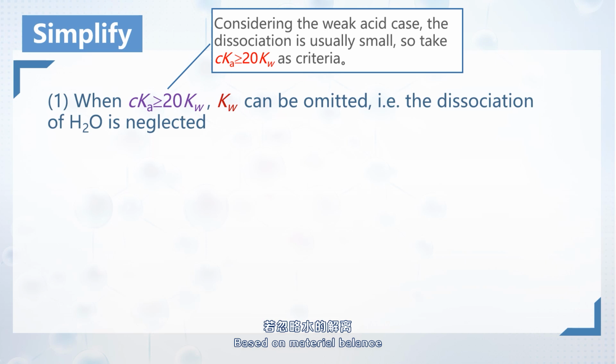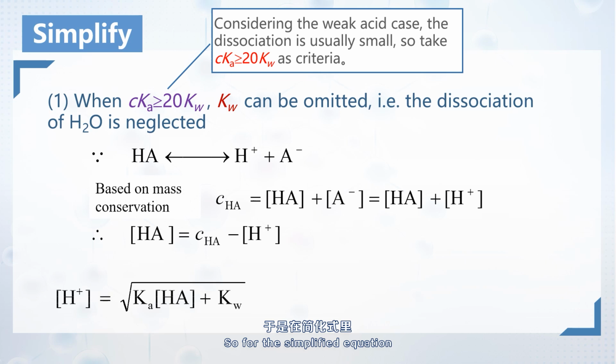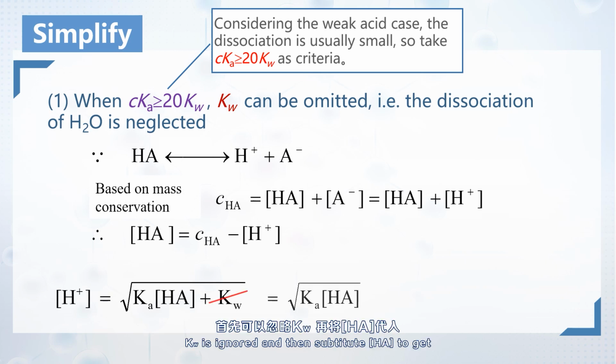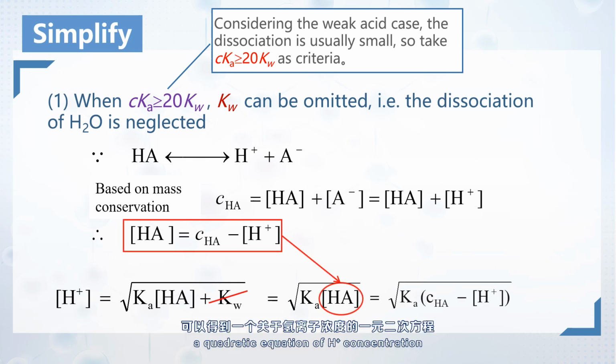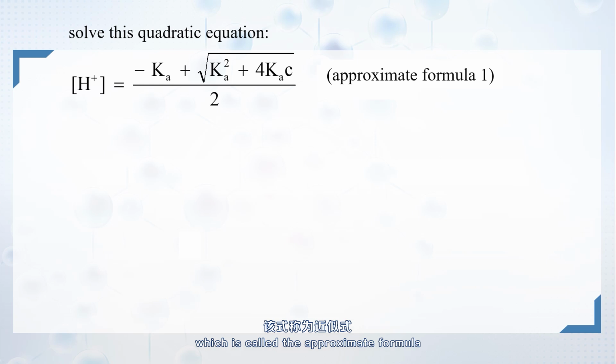Based on material balance, we can get HA concentration equals HA plus A equals HA plus hydrogen. And further, it transforms to HA equals CHA minus hydrogen if the dissociation of water can be omitted. So, for the simplified equation, Kw is ignored and then substitute HA to get a quadratic equation of hydrogen concentration. Hydrogen concentration can be obtained by solving this quadratic equation, which is called the approximate formula.